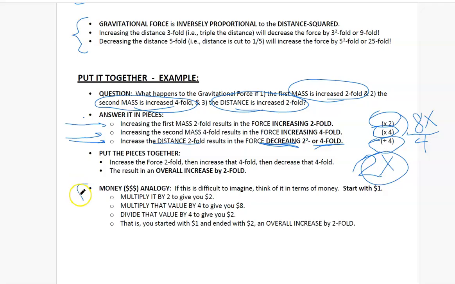And you can use the money analogy if this is giving you trouble. Imagine you start with $1. First, you have to multiply it by 2. That's what we found in the first part of this. We multiply it by 2. We have $2. Then we multiply it by 4. We have $8. And then you have to divide that value by 4 in order to give you $2. And $2 relative to what you started with is a twofold increase.